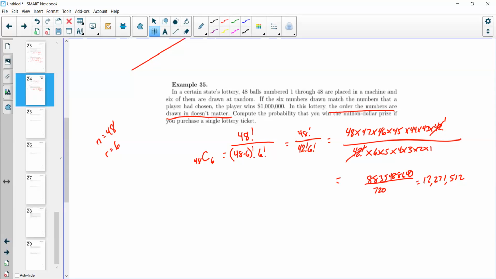How many winning tickets are there? How many winning ticket combinations are there? Only one way to get 6 out of 6, right? So the probability of getting the million is just 1 over 12,271,512. Somebody make note of that. We're going to need it later.